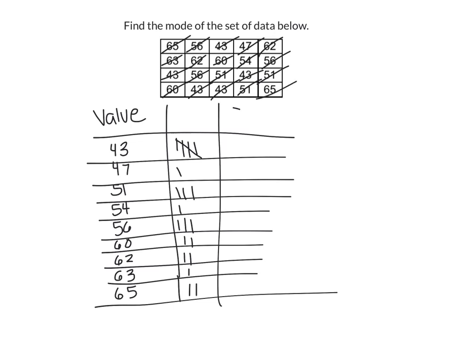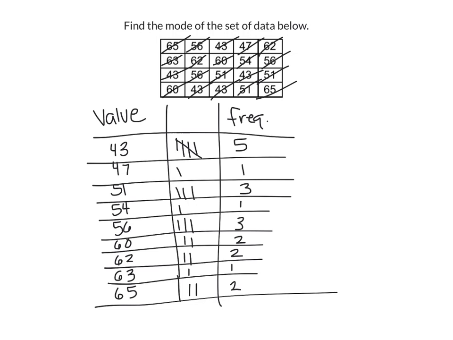Next, I'll write the frequencies, so I'll just count up the number of tally marks that I put next to each value. So 43 has a frequency of 5, 47 has a frequency of 1, 51 has a frequency of 3, 54 has a frequency of 1, 56 has a frequency of 3, 60 has a frequency of 2, 62 has a frequency of 2, 63 has a frequency of 1, and 65 has a frequency of 2.